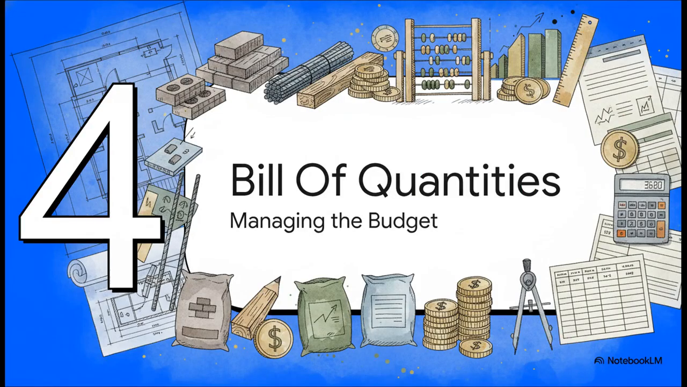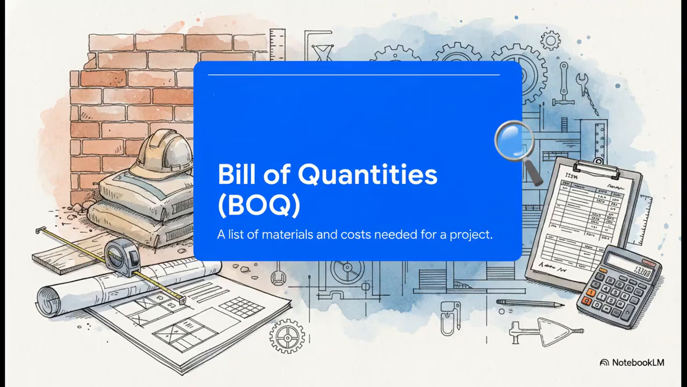All right, Section 4, the Bill of Quantities, managing the budget. So building a structure isn't just about design and placement, right? It's heavily, heavily about economics. And that brings us to the Bill of Quantities, often just called the BOQ. This is a comprehensive list of all the materials and the associated costs needed for a project.